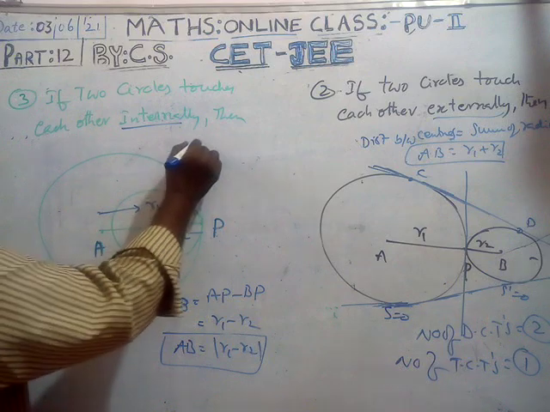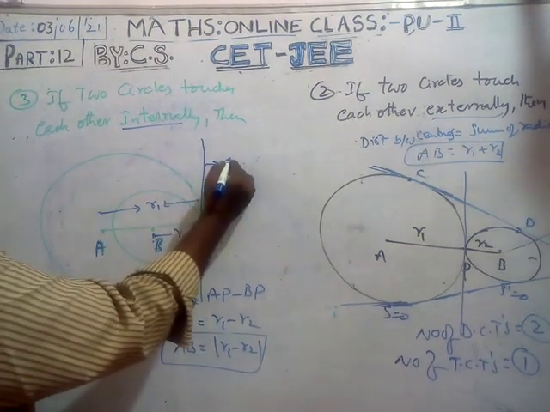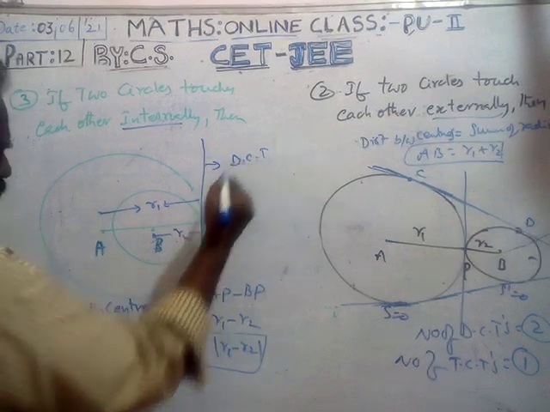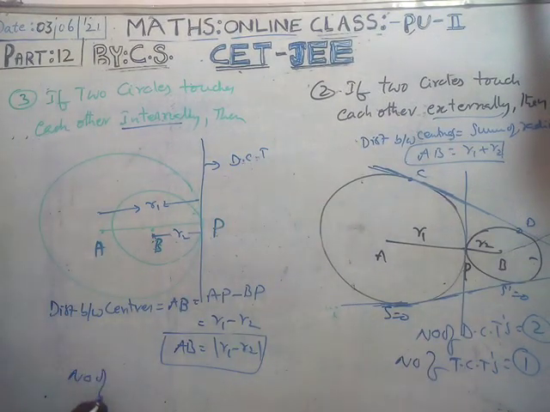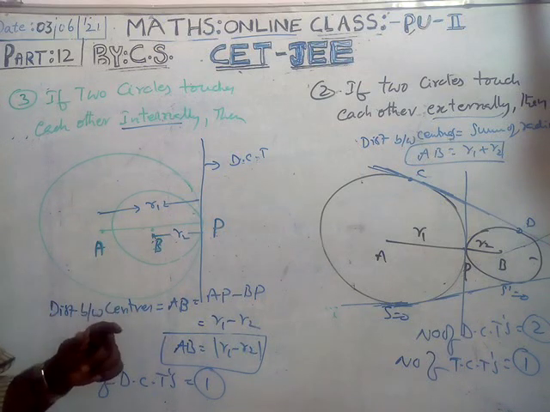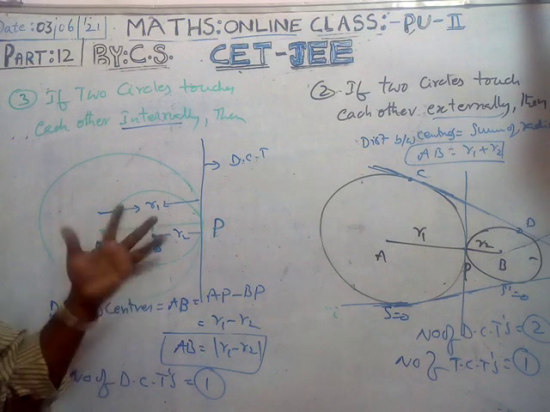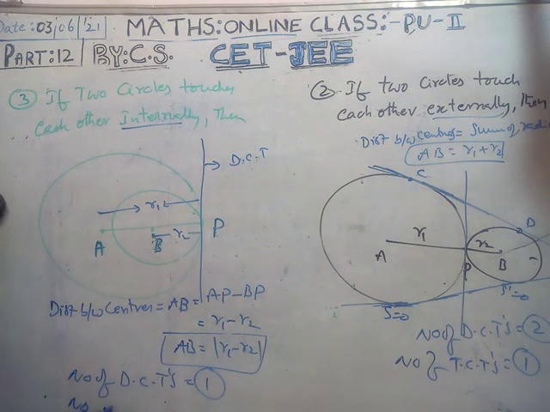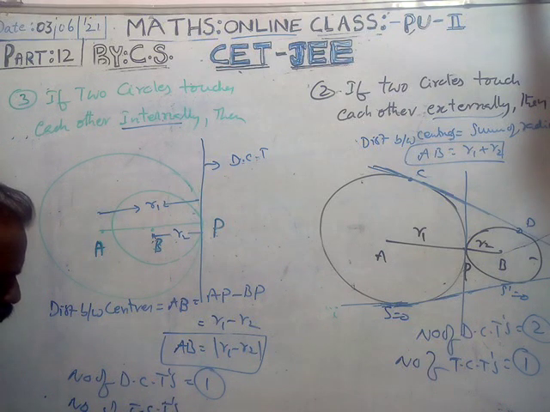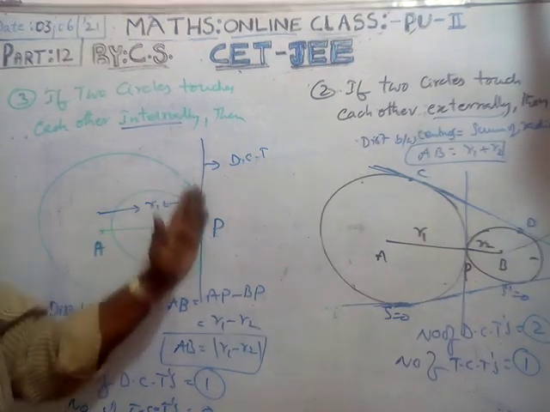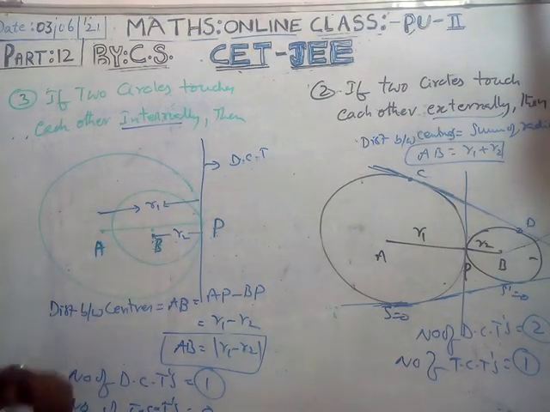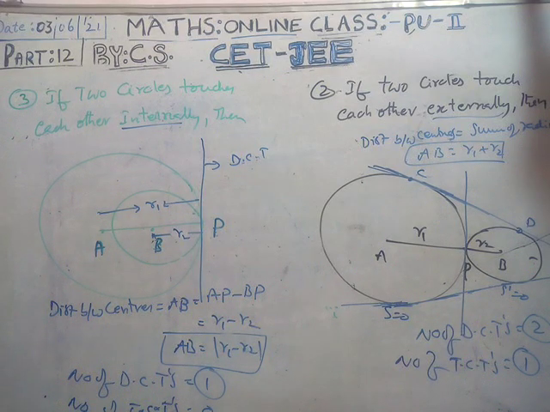Then only one DCT can be formed. Only one DCT. This is a DCT. So number of DCTs is equal to 1. Now the first case is 2 DCTs and 2 TCTs, next is 2 and 1, but here only one DCT. Number of TCTs is zero, not possible, because the common tangent contains both circles on one side. That is the thing. Okay, now next.